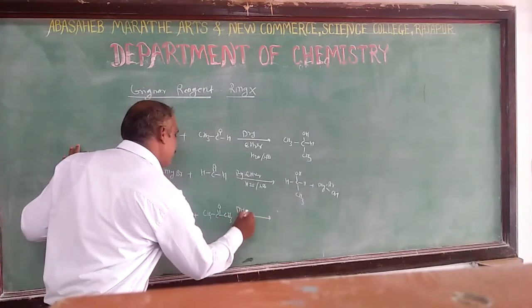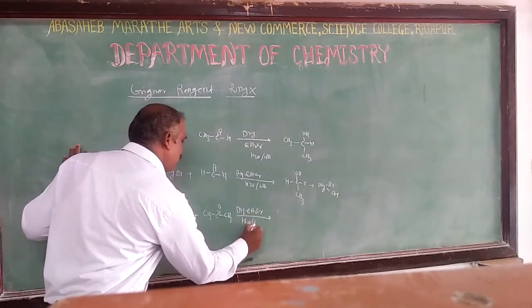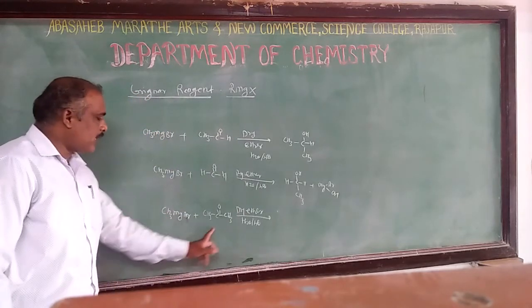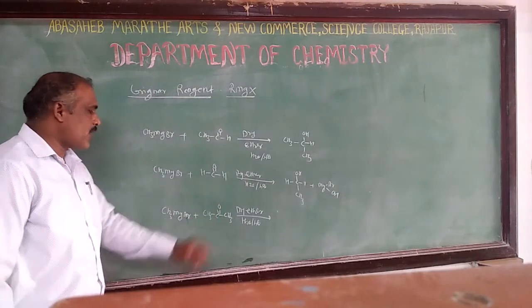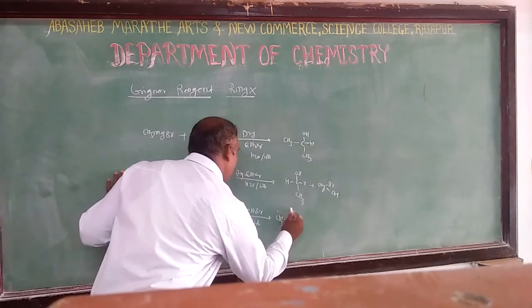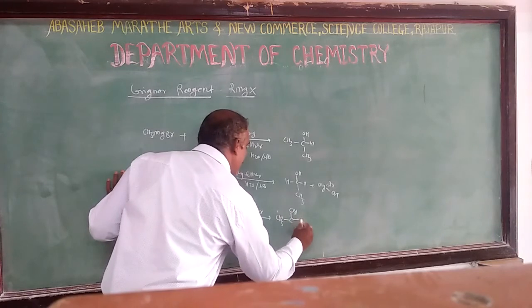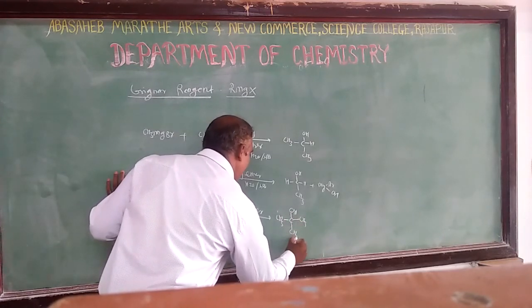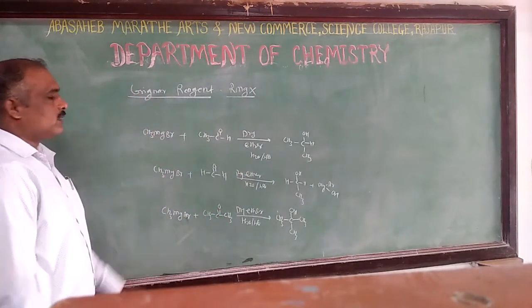So triether, H2O acid hydrolysis. This CH3 attacks the carbonyl carbon, giving a negative charge on oxygen. So this CH3O minus converts to OH by picking up a proton from water. So we get a tertiary alcohol, right?